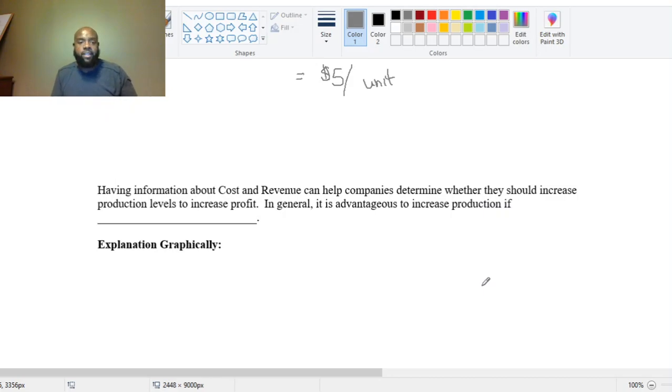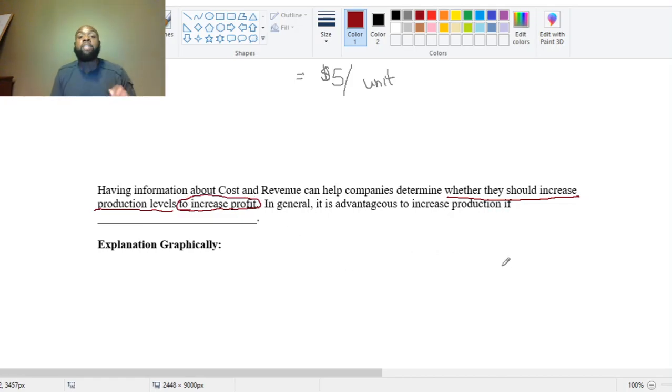All right, now that we're getting used to the marginal revenue and the marginal cost, and now we know marginal profit, we can talk about decision making for companies. For instance, it says having information about cost and revenue can help companies determine where they should increase production levels to increase profit. All right. I'm going to focus on this area here. Whether they should increase production levels. Should I increase the amount of items that I produce and sell to increase profit? This is the key word here, to increase profit.